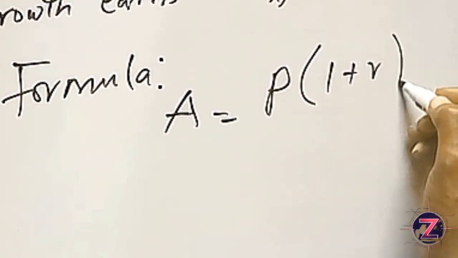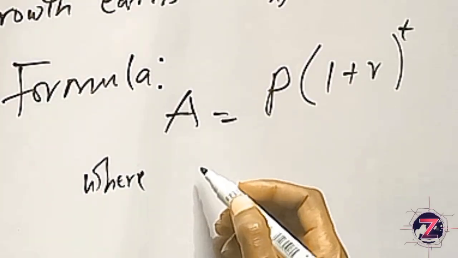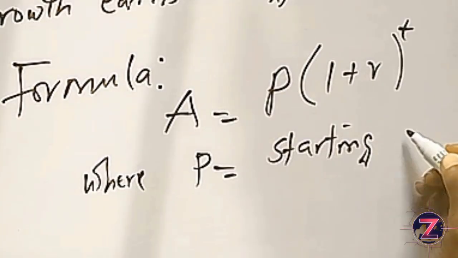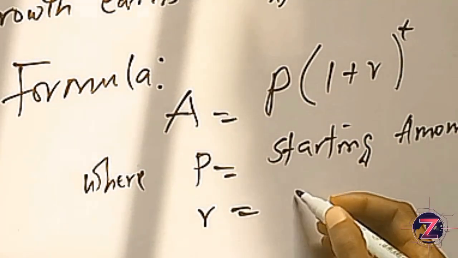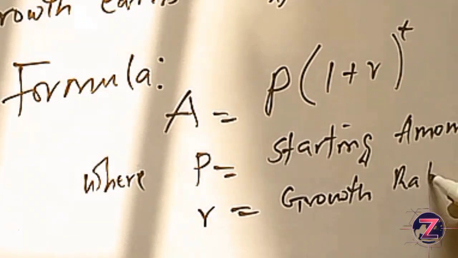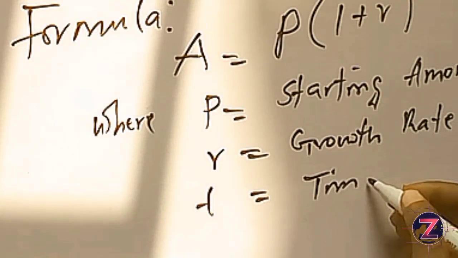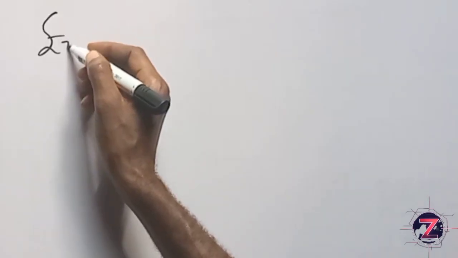A is equal to P(1 plus R)^T, where P is equal to the starting amount, R is equal to the growth rate, whereas T is equal to time, to be calculated in months. Compound growth is different. Each year's gain becomes part of the next year's investment, making your money begin working for itself, unlike the linear growth.